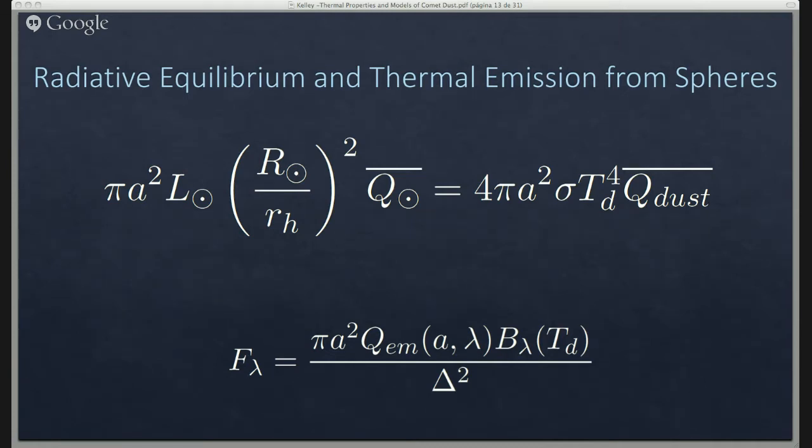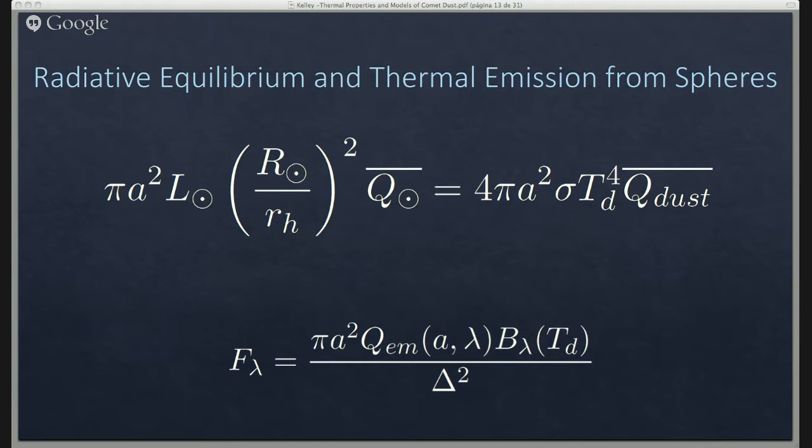Low albedo grains will absorb more sunlight than a higher albedo grain. Then balancing that with the emission from the grain, so surface area, power given from a given temperature, and then we average over the emission efficiency for the dust given that temperature. So solving this equation for temperature, we put that into the Planck function, multiply that by the emission efficiency. Now we're doing this by wavelength rather than averaging over the entire thing. So this will give us a thermal emission spectrum, cross-section of the grain, and then distance, and that'll be our observable.